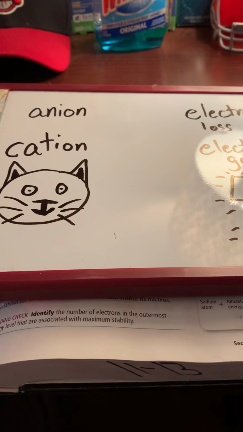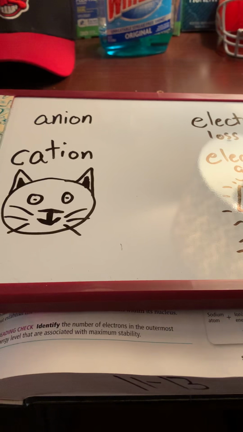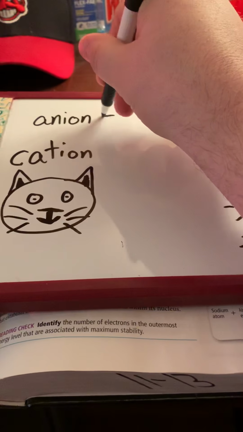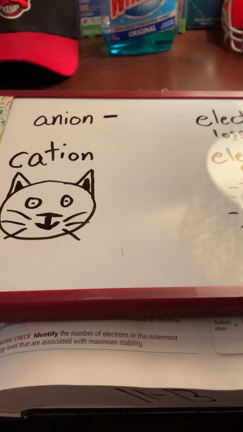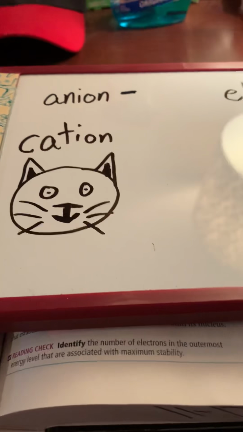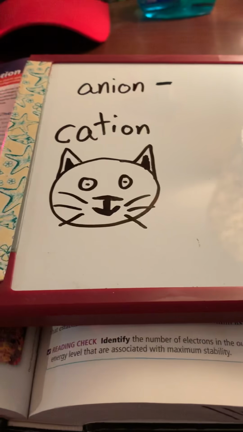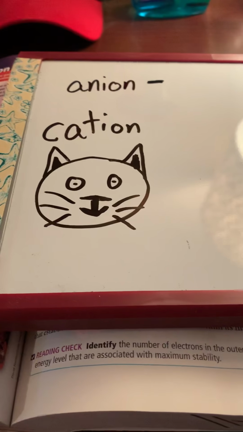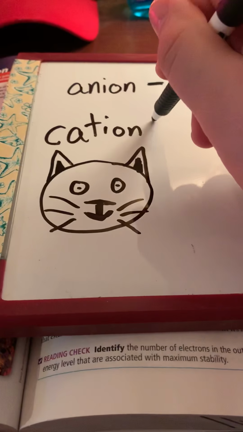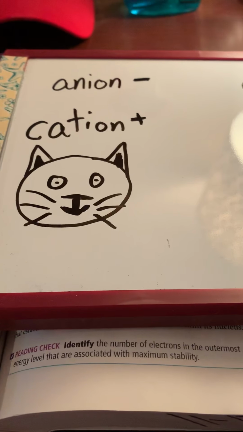Easy way to remember this. Anion sounds very similar to anti, which is negative. You're going to have a negative charge with an anion. A cation is going to be positive. Or if you really like cats, you can be like, that's a positive thing having a cat. I'm allergic to them. That's why I don't have one. So I don't think of it that way. But a cation, positive. All right.